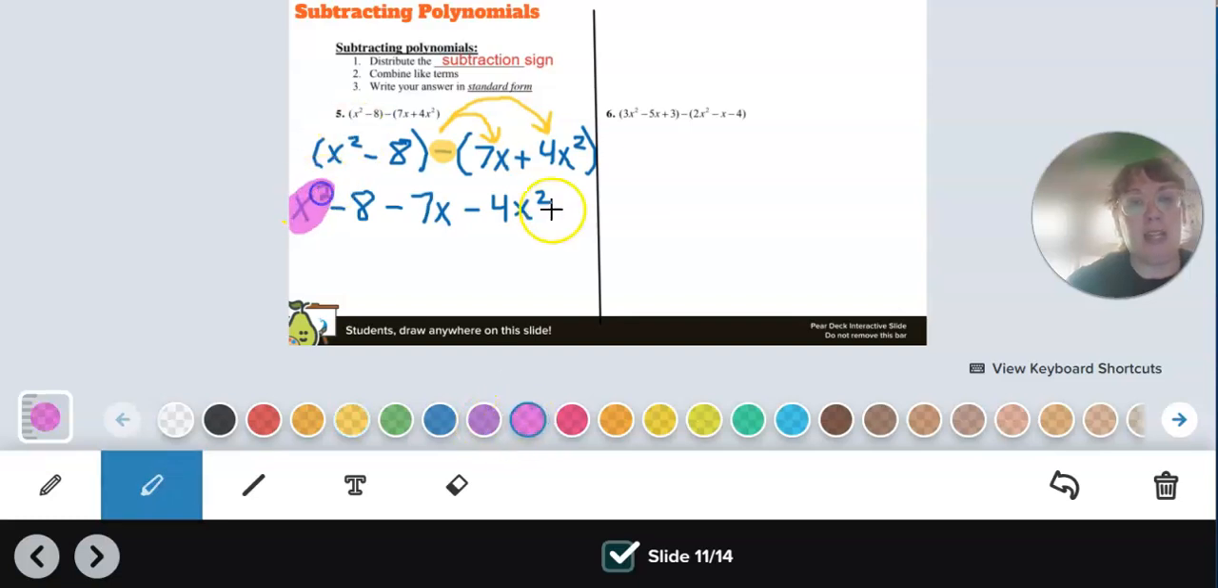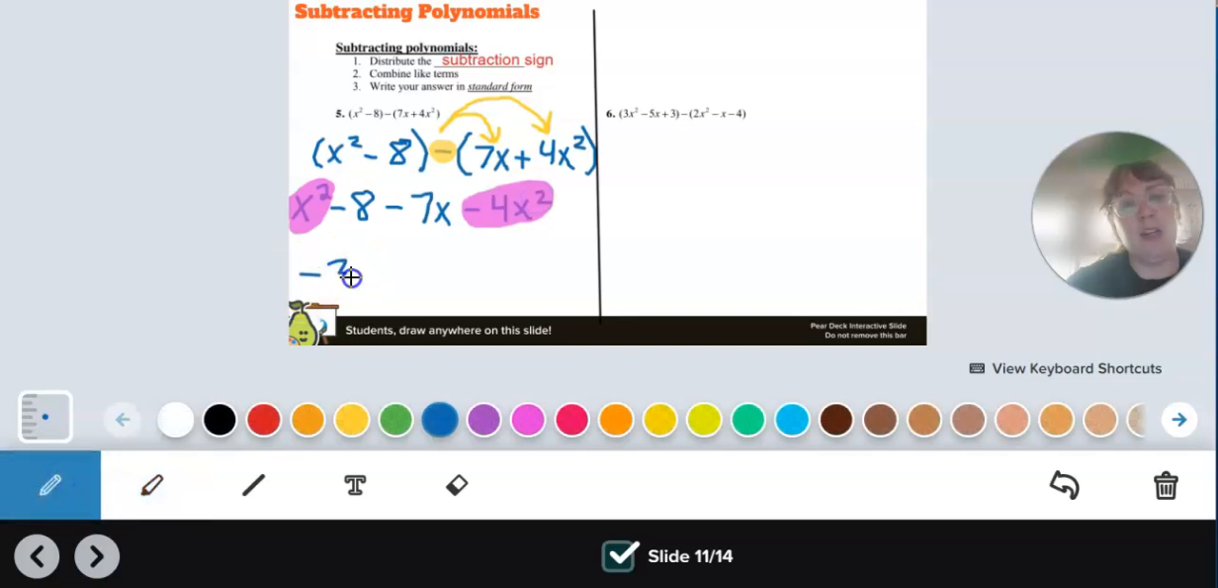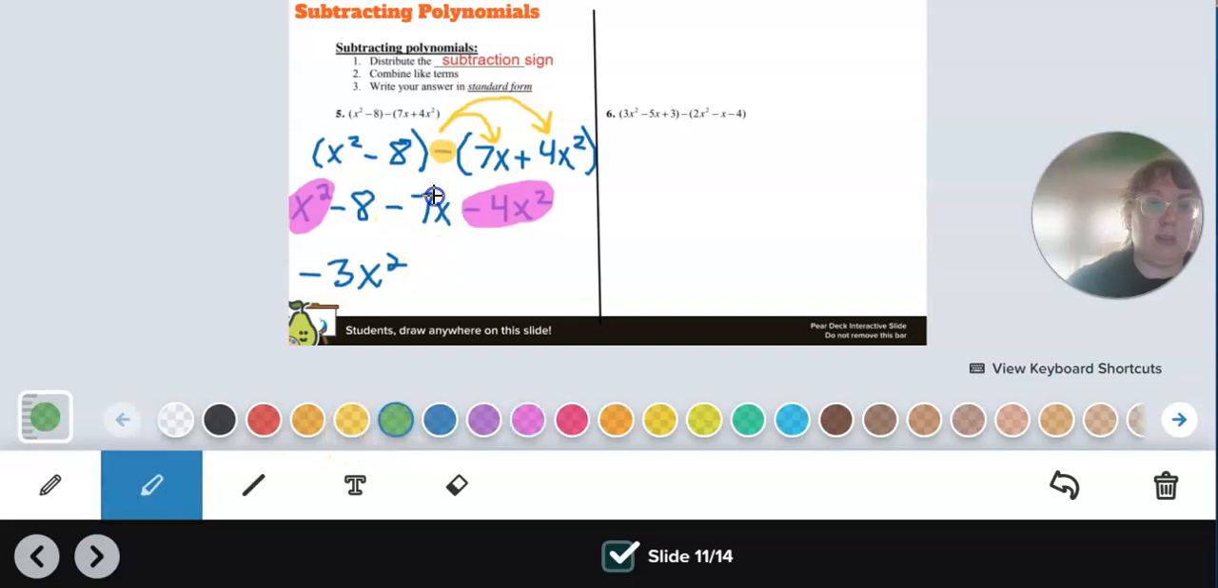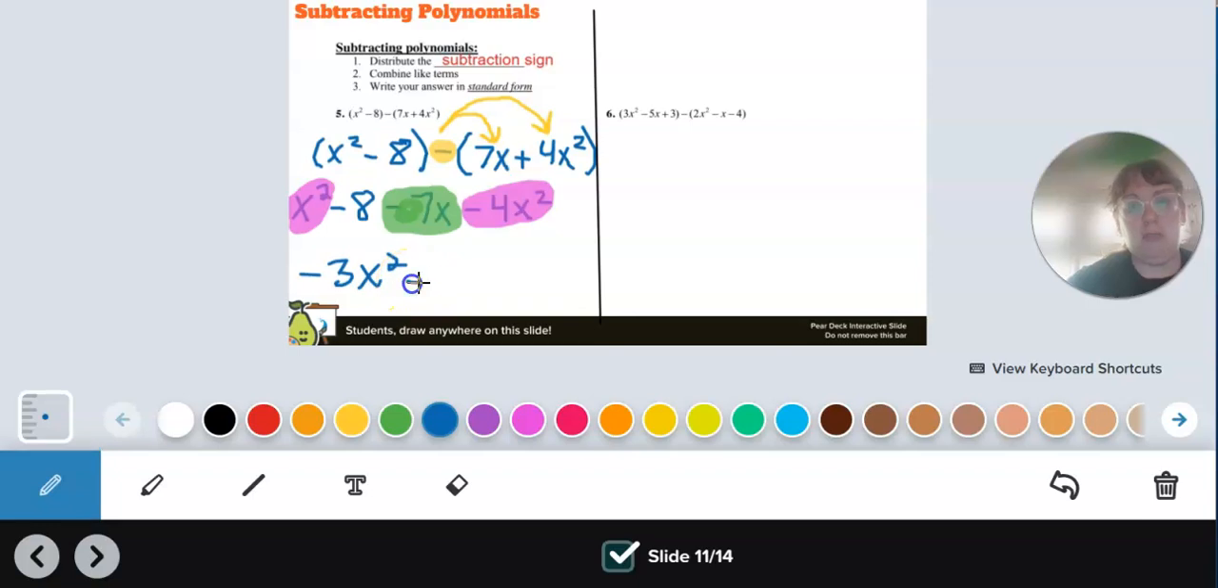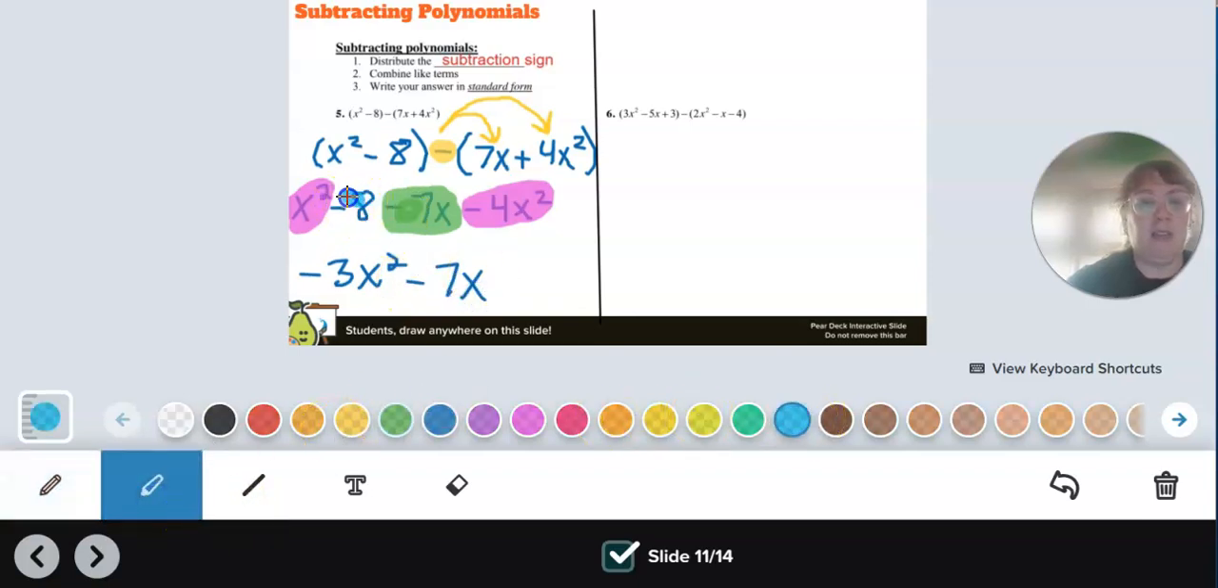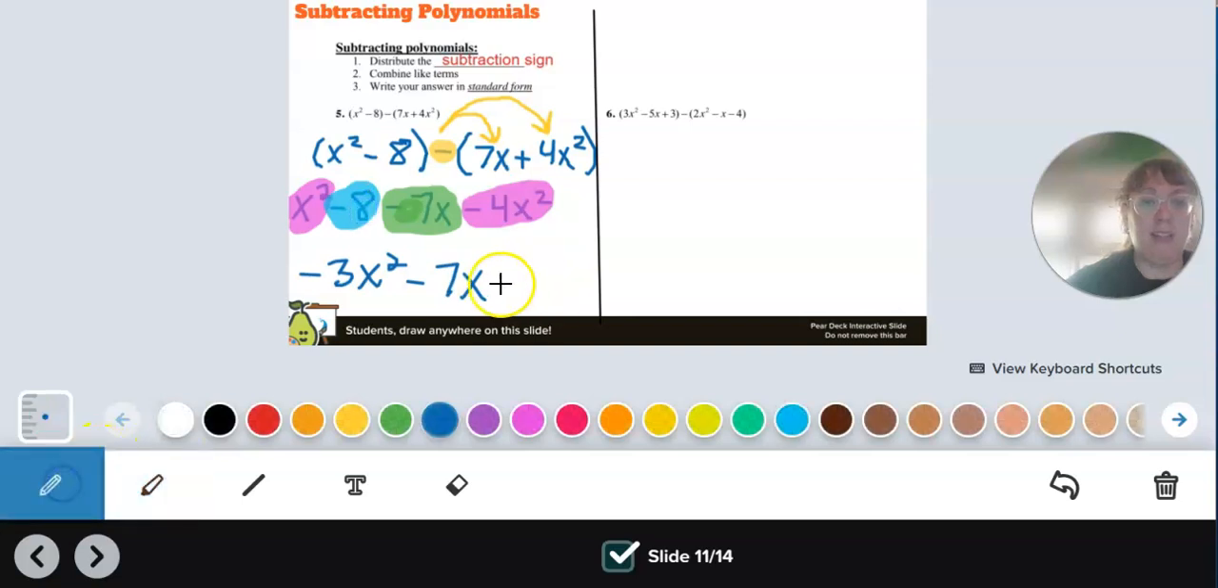Now we can just combine our like terms, which is this 1x squared minus 4x squared, which is going to get us a negative 3x squared. We have this negative 7x, but no other x terms, so we just minus 7x, bring it down. And then we also have this -8, no other constants, so we just put -8. Beautiful.